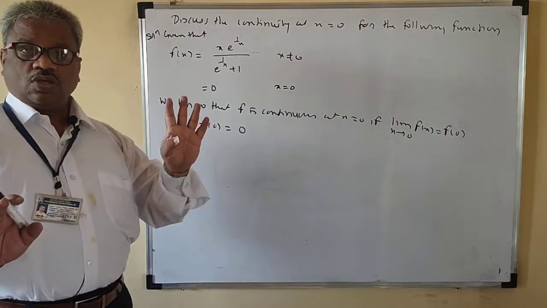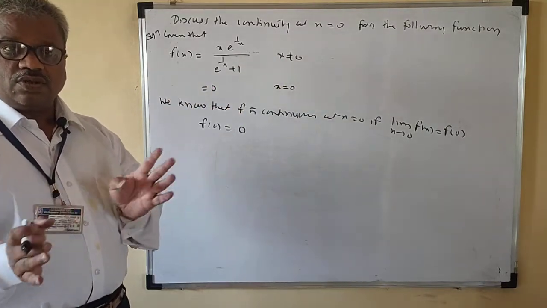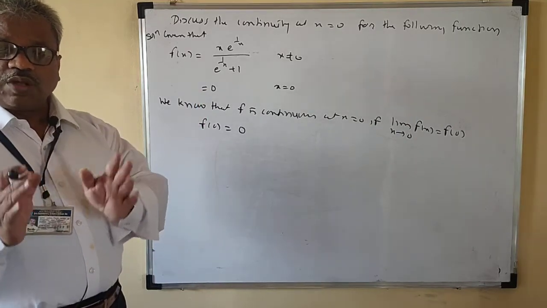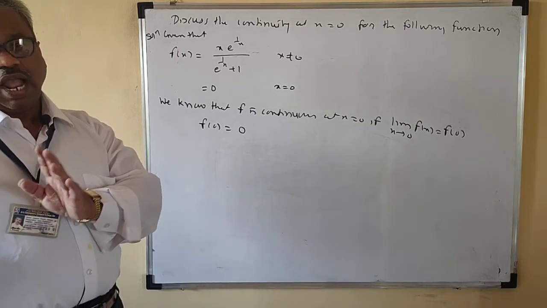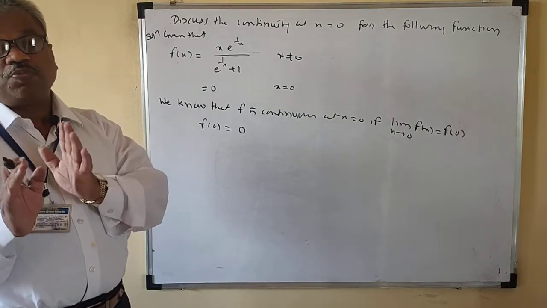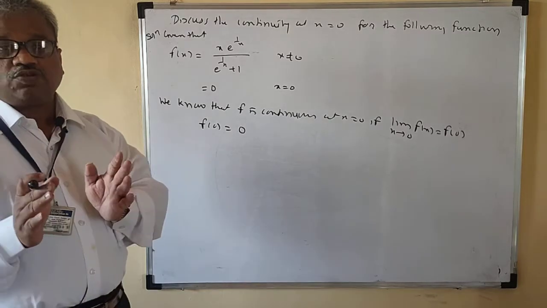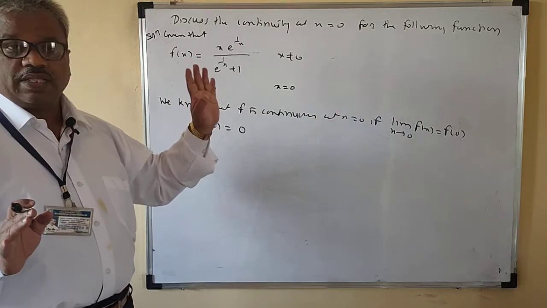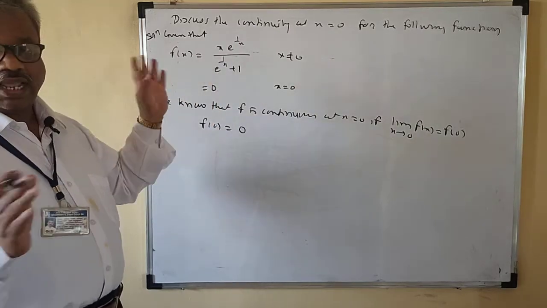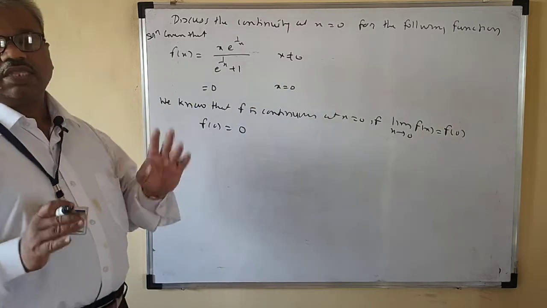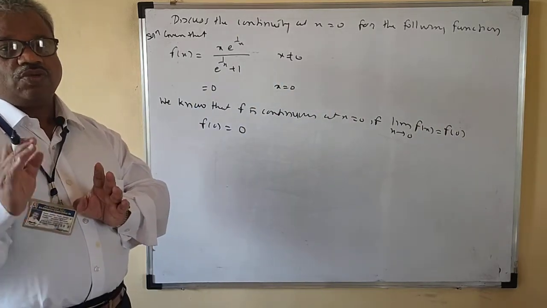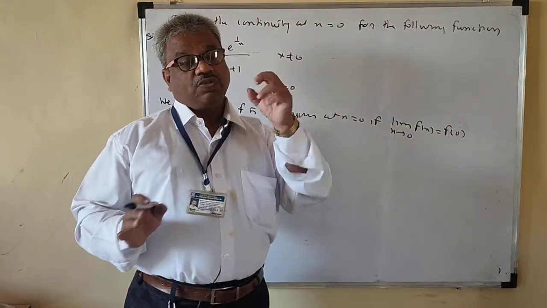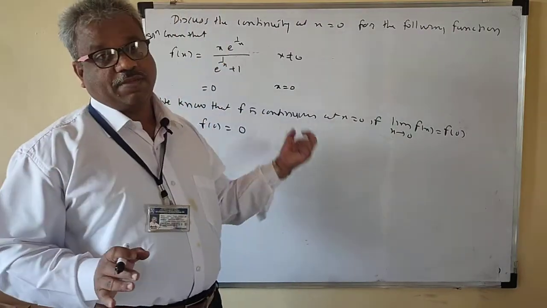Here x is not equal to 0, so it is not given for x less than 0 or greater than 0. But here you know that if x is less than 0, then 1 upon x tends to minus infinity, and if x is greater than 0, then 1 by x tends to plus infinity. And you know that e raised to minus infinity is 0 and e raised to infinity is infinity. Because of this, you need to find the left hand limit and right hand limit for limit x tends to 0 f of x.